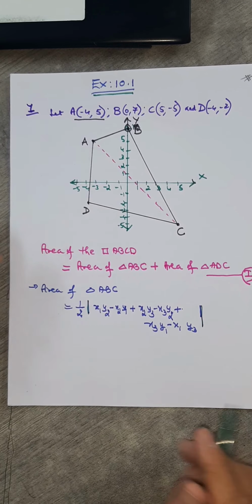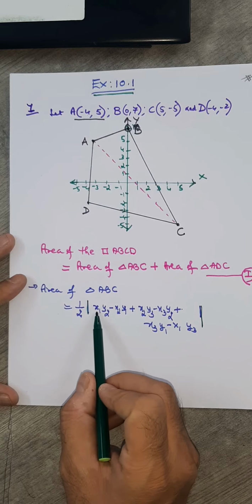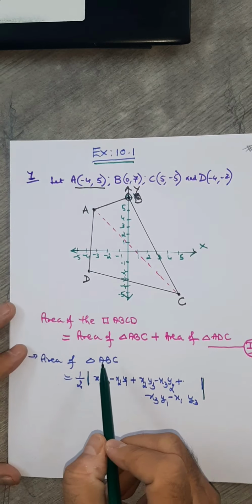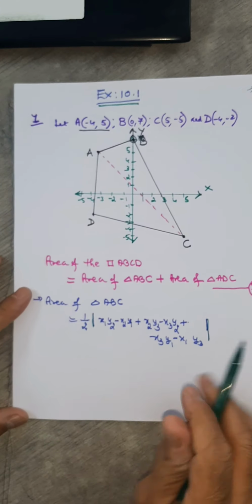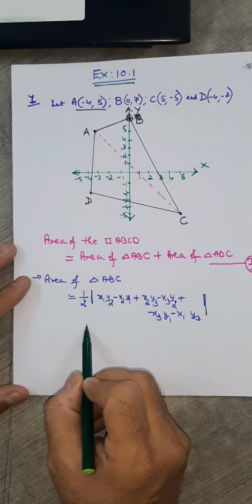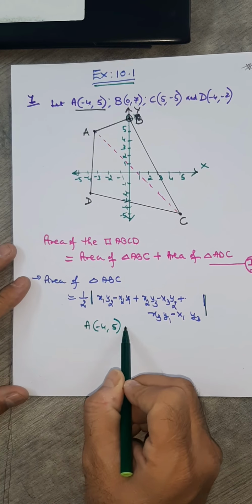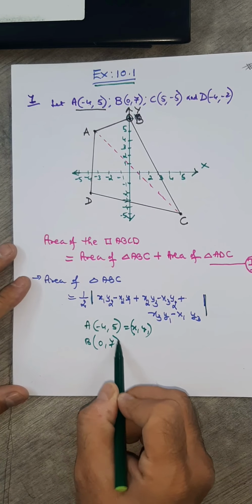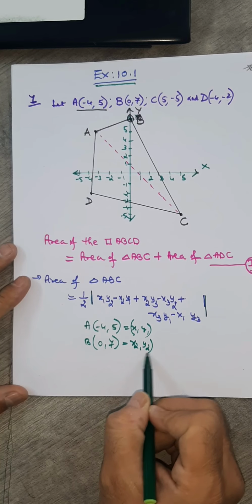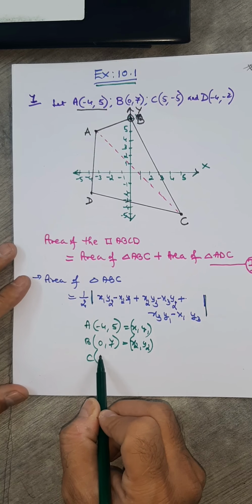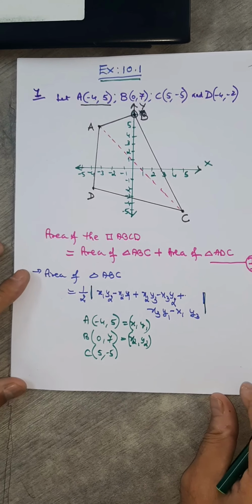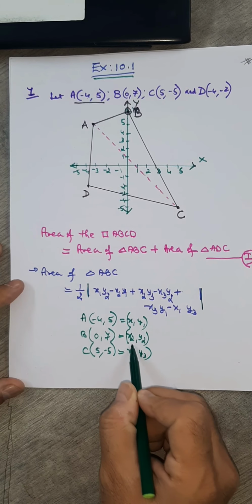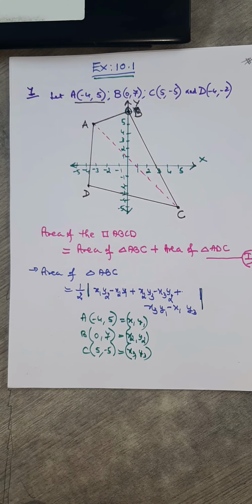Okay, so let's put the values. Now what is x1, y1 for us? This is x1, y1, this is x2, y2 and this is x3, y3, remember, because we have considered triangle ABC. If you want, you can write here your -4, 5, which is x1, y1. B, x2, y2, 0, 7, that is x2, y2 for us. And what is C? That is nothing but 5, -5, which is here nothing but x3, y3. Okay, now we just place the values and we'll simplify.